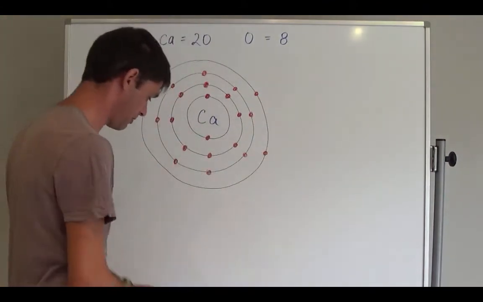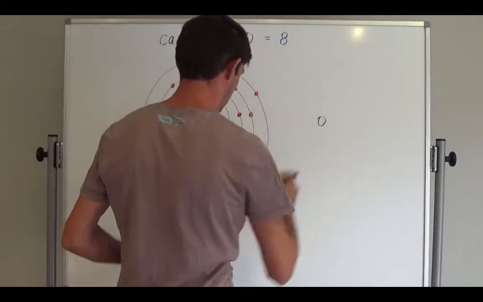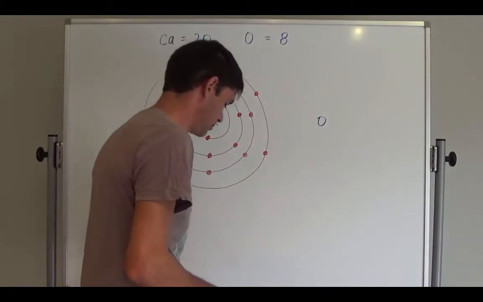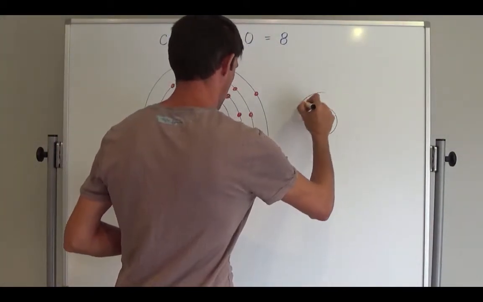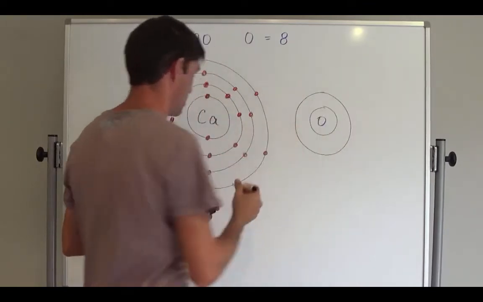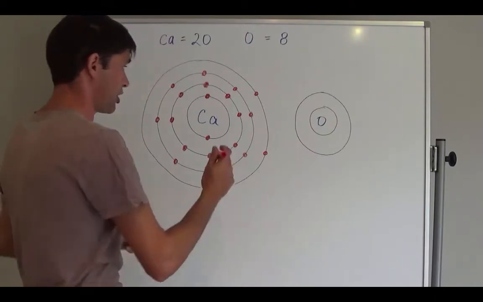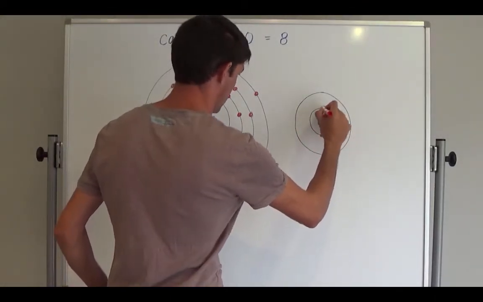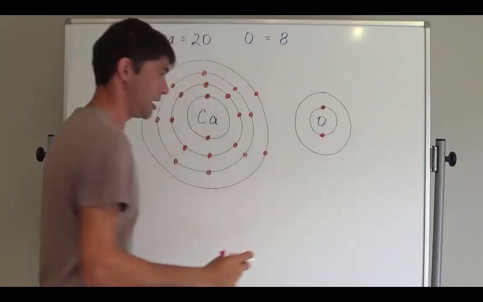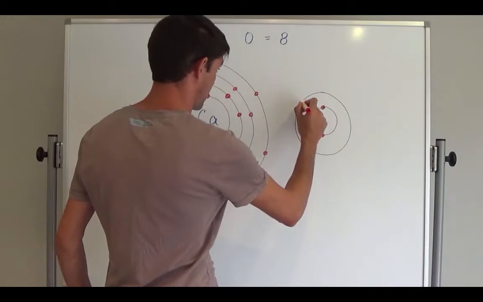So that's our calcium. Let's have a look now at oxygen. First shell, same, and now that second shell just has the 6 remaining.